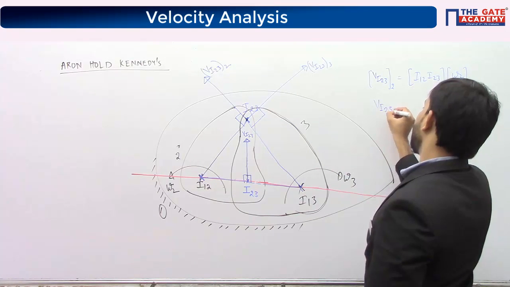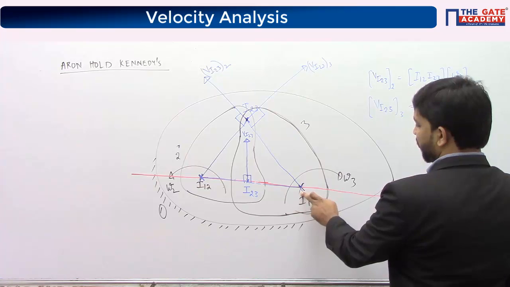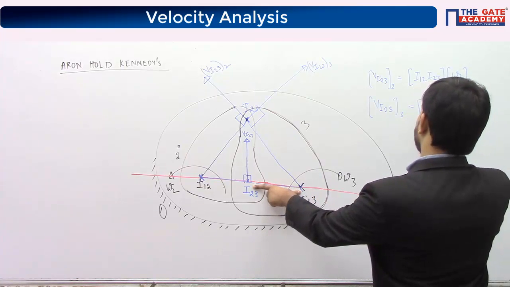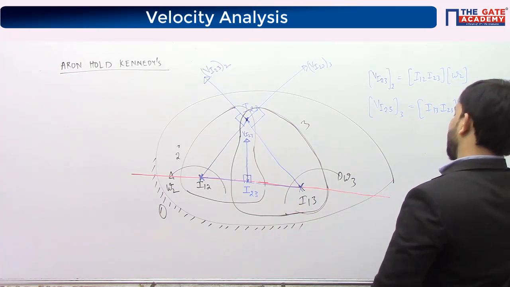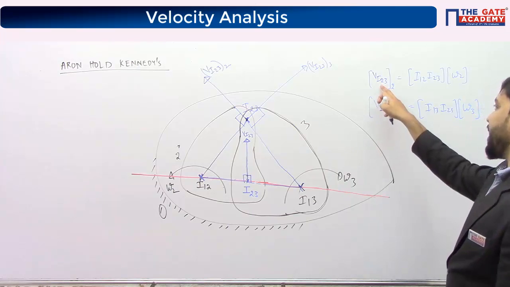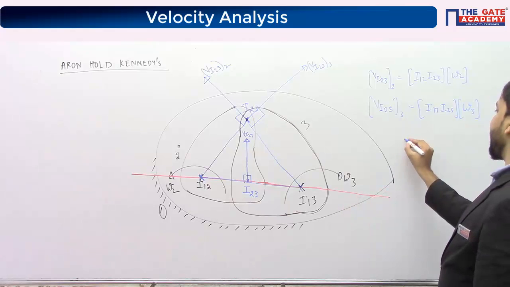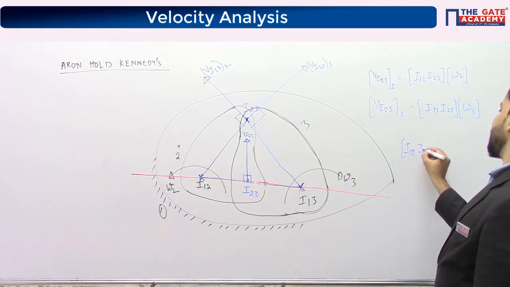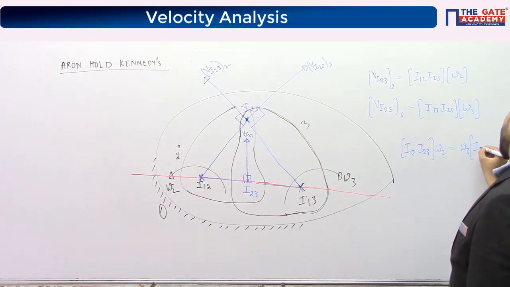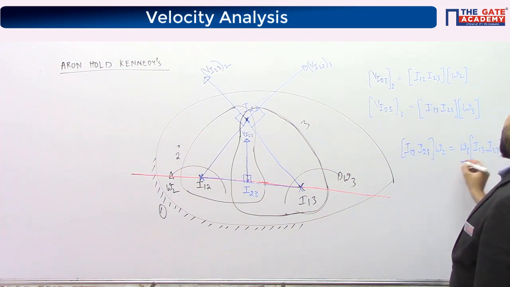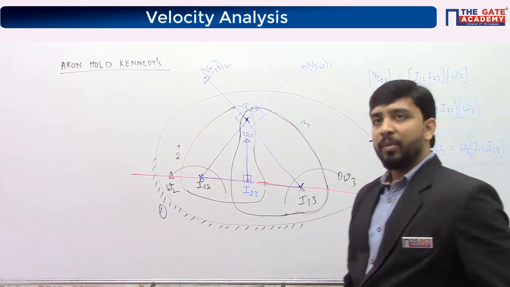Similarly, if I consider I23 on body 3, this is the center of rotation of body 3, and this is the radius of rotation. So the distance between I13 and I23 multiplied by the angular velocity of this link gives its velocity. So I23 will lie on the line joining the two I centers at such a location that the velocity of I23 when you consider it on link 2 and when you consider it on link 3 will be exactly the same.